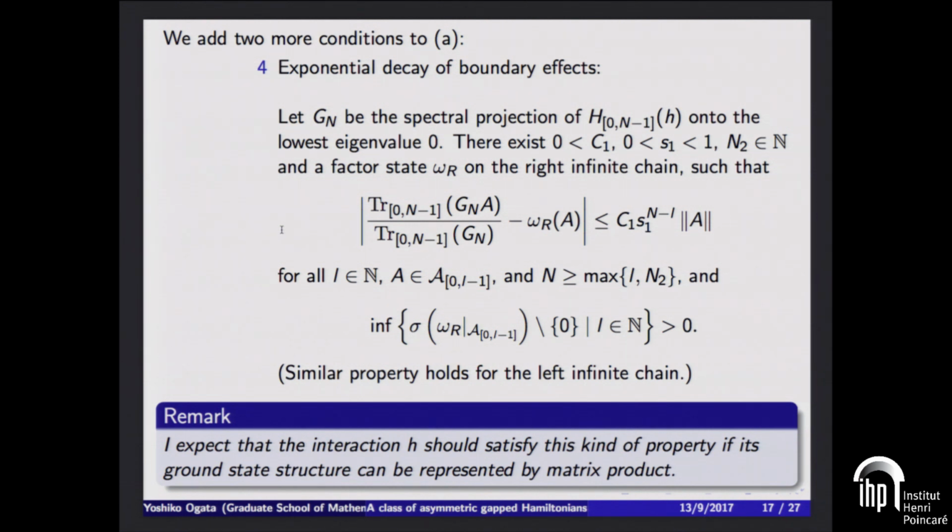And furthermore, the state that this uniform distribution converges to should have a good property, namely, if we consider the reduced density matrix of this state, then I don't want its spectrum to have too small non-zero eigenvalues. This seems to require something, but actually I expect that the interaction H should satisfy this kind of property anyway, if the ground state structure can be represented by a matrix product state. And I think that is the limit of matrix product states anyway.